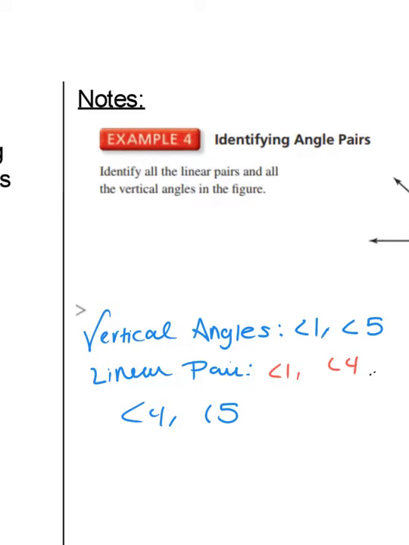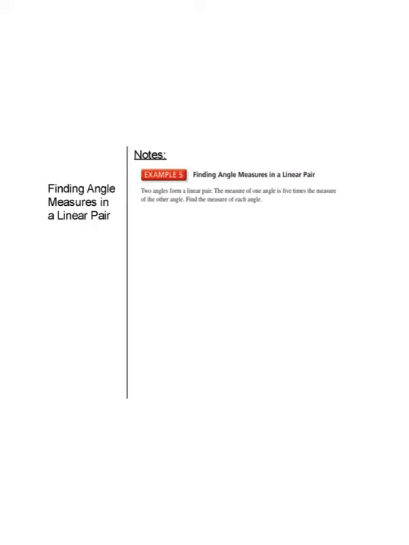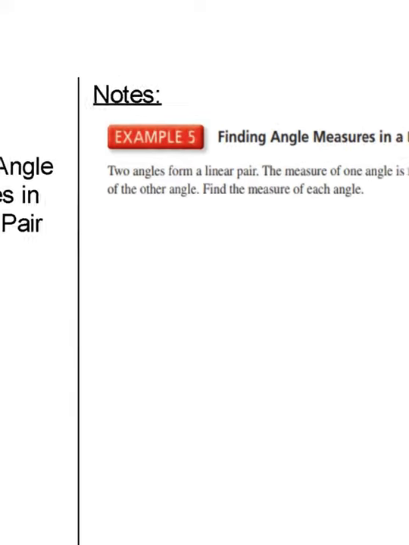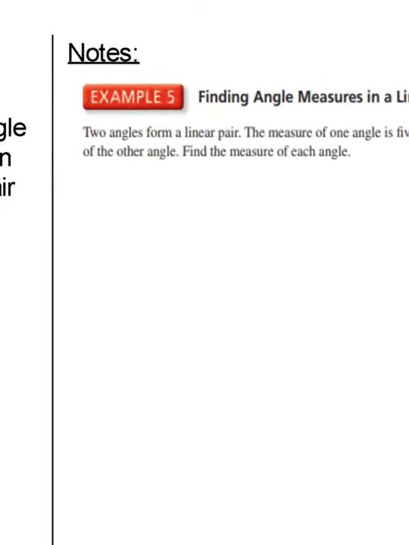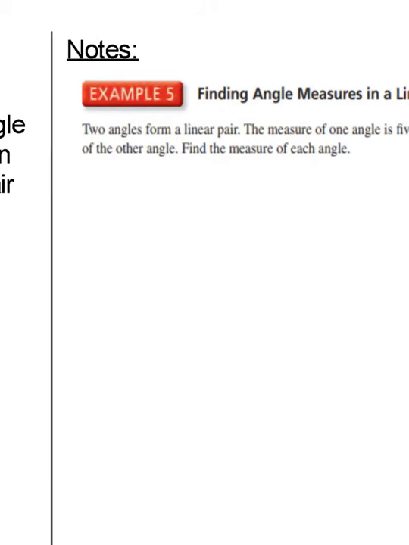Questions? No? All right. Example 5. Almost done. Then we're going to look at your quiz. Finish it up. Two angles form a linear pair. The measure of one angle is 5 times the measure of the other. Find the measure of each angle.